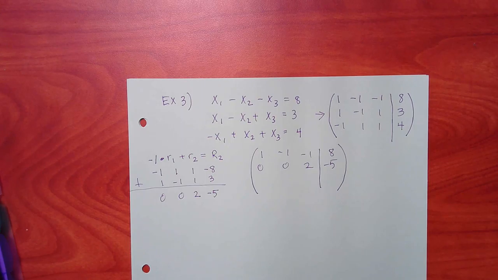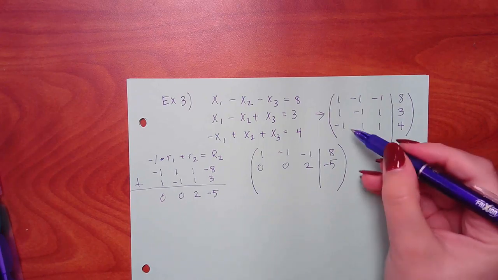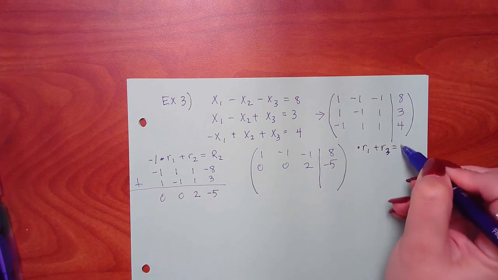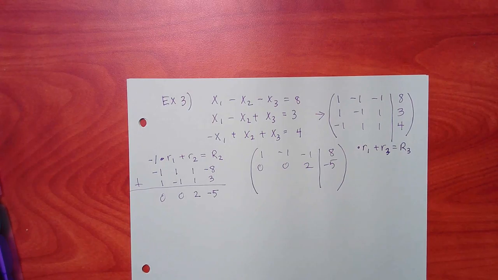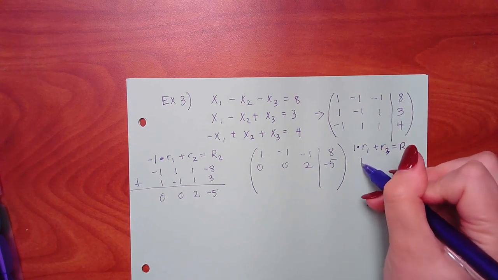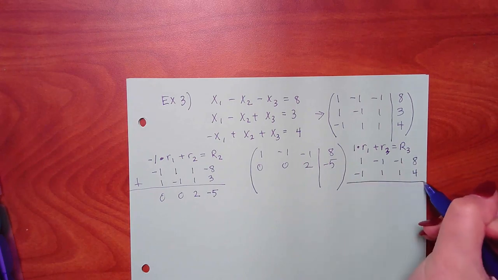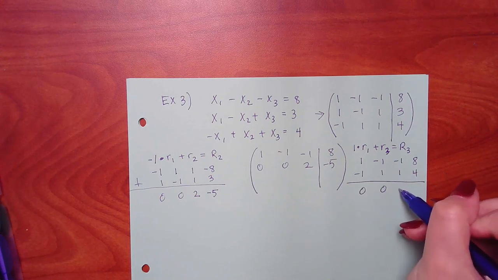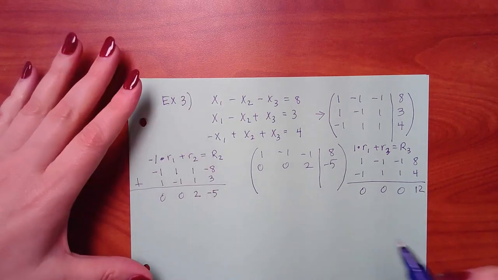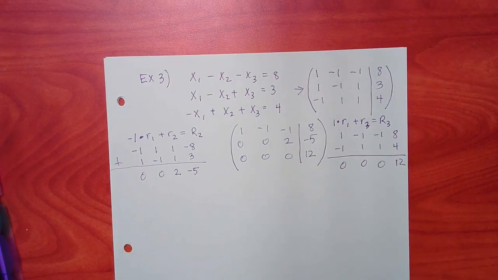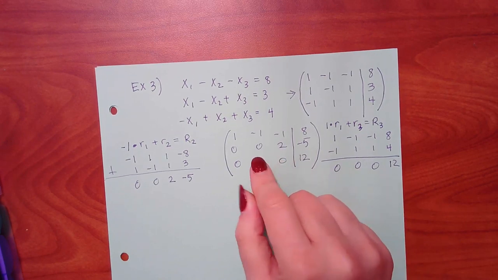Now we focus on row 3. That also needs to be a 0. And it's currently a negative 1. So what would I multiply row 1 by to change row 3 to a 0? It's always the opposite, right? What's the opposite of negative 1? Positive 1. So really I don't do anything to row 1 essentially, right? But row 3 needs to go underneath and then I get 0, 0, 0, and 12. Remember the focus. I'm supposed to get a 1 here next, right?